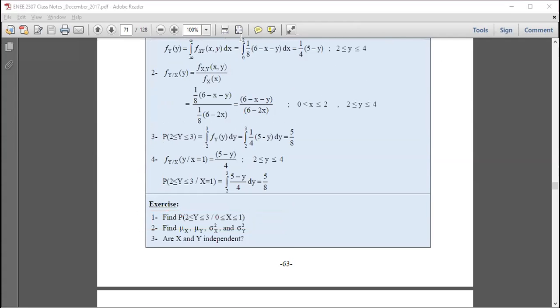Of course, since you have the marginal PDFs for x and y, you can easily find the mean of x, mean of y, variance of x and variance of y. You can do it easily. This is from the previous chapter, how to find the expected values. We said that once you have the PDFs, you can find all these statistics.